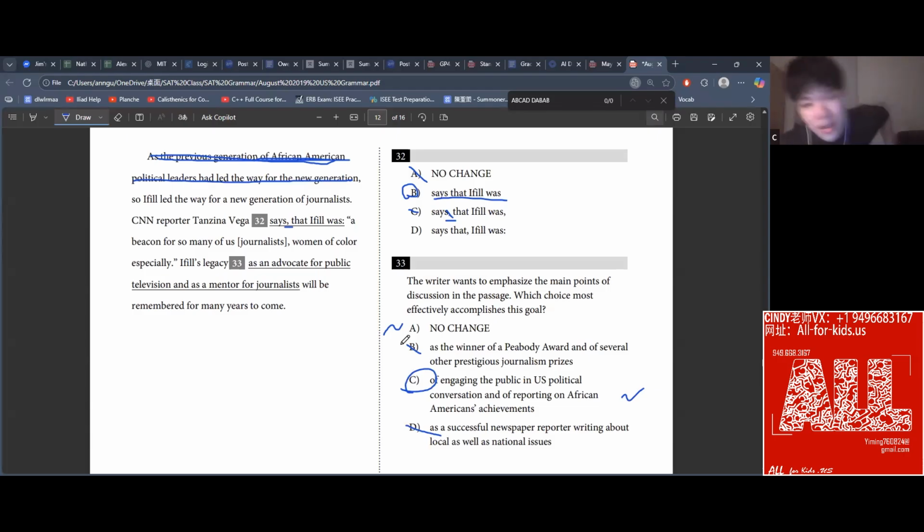Right. And the idea is because we never talked about A. The reason is because advocate for public television, sure, she had her own television program, but we don't really know if she advocated that hard for it. And also there's no mention of her becoming a mentor, even though that does sound accurate enough. C is the better choice because the paragraphs explicitly mentioned engaging US conversation.